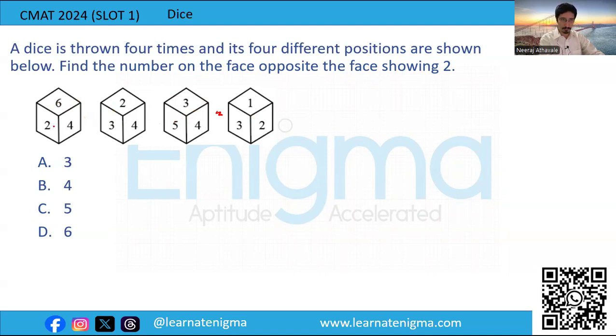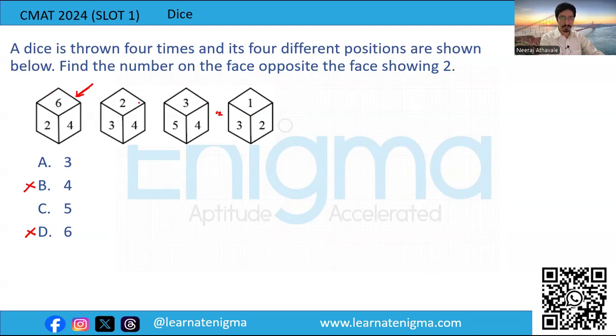So if you look at the first position, 4 is neighboring to 2 and we want to find out which number is there on this side. So obviously 4 cannot be the answer. Also 6 is over here, so 6 cannot be the answer as well. So 2 options are eliminated.